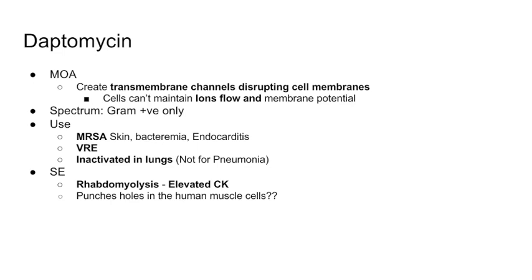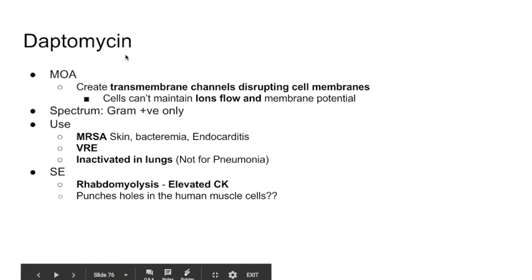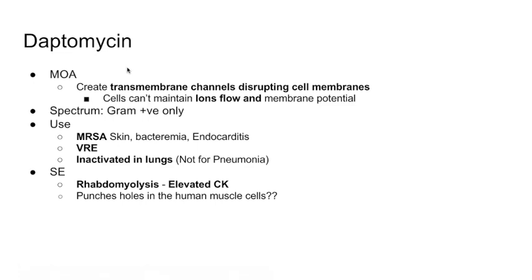Next agent that targets the cell wall is daptomycin. And daptomycin has a weird mechanism of action. It goes to the cell membrane. So all of the other antibiotics that we were talking about were targeting the synthesis of the cell wall. This medication goes after the cell membrane itself, which is like a small layer that covers the bacteria, and it creates transmembrane channels. So it kind of punches holes in the cell membrane, and if that happens, cells can't maintain their ions. So the ions flow, and then they can't maintain their membrane potential.